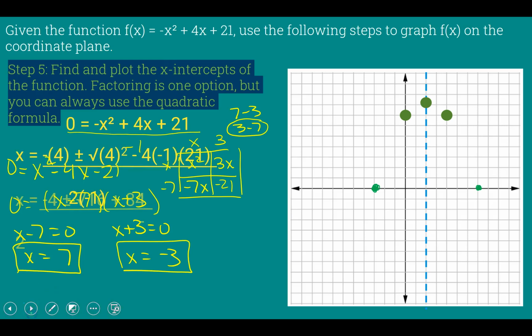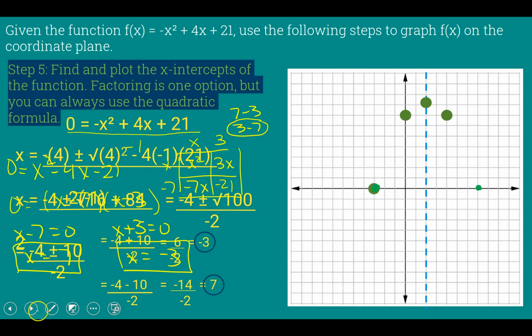All right, ignore this. They have quadratic formula on there. I didn't want to do quadratic formula. You still get the same answer, but it wasn't necessary, so that's why I showed you just factoring.